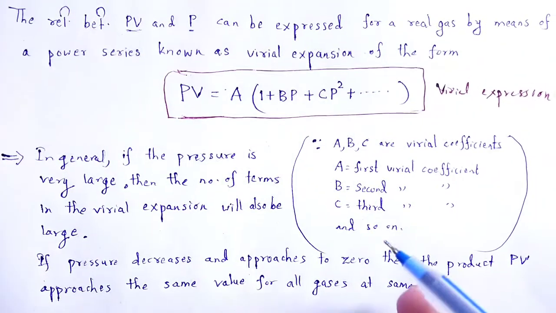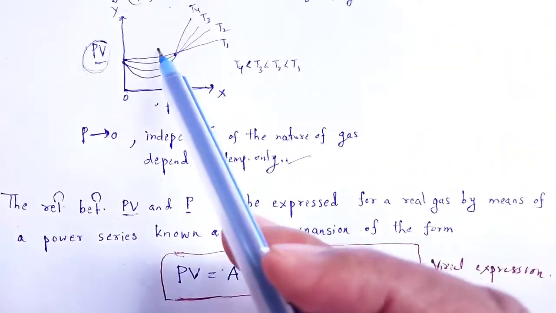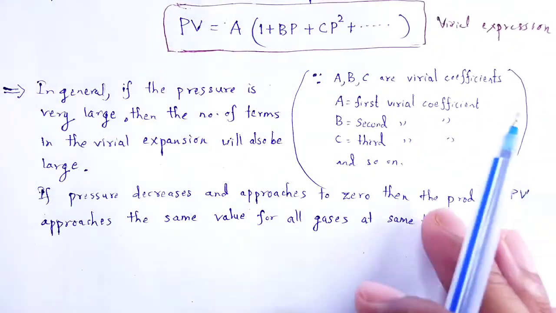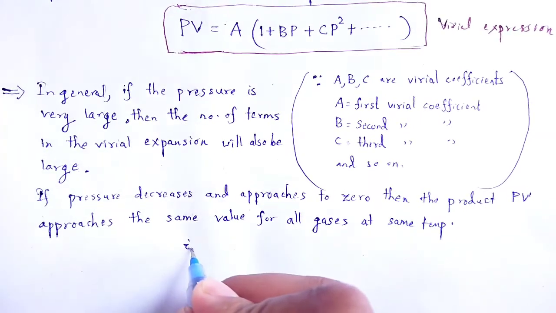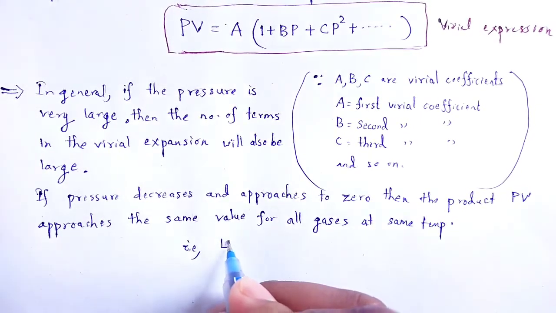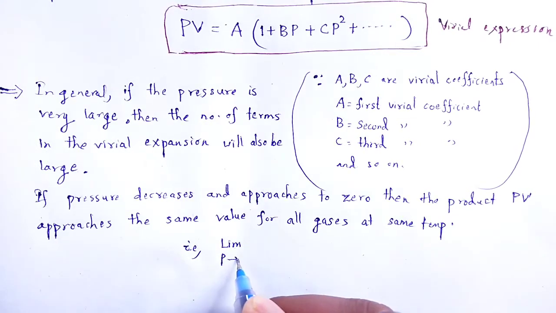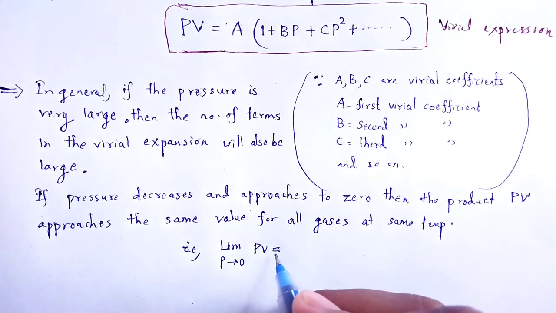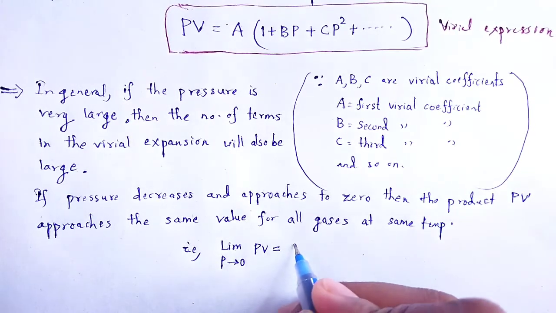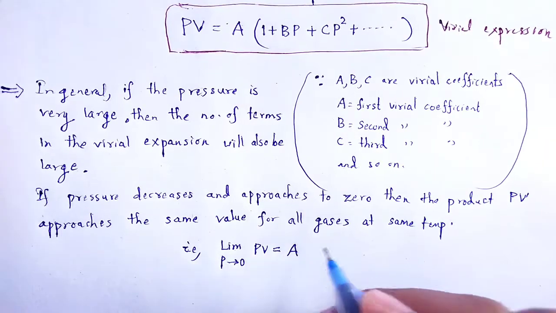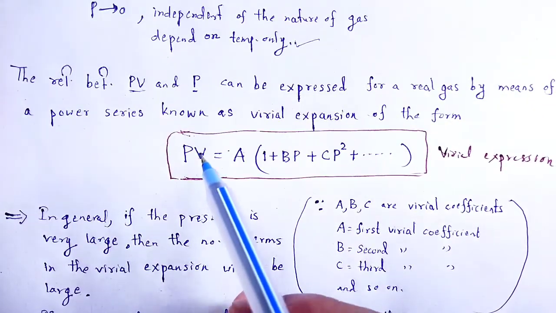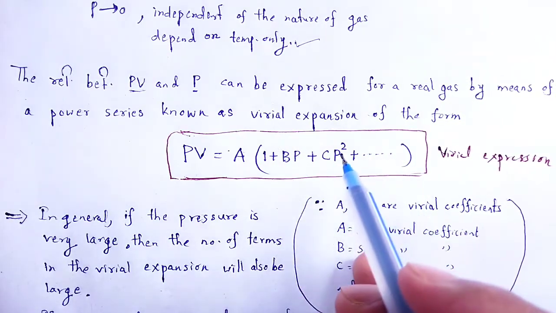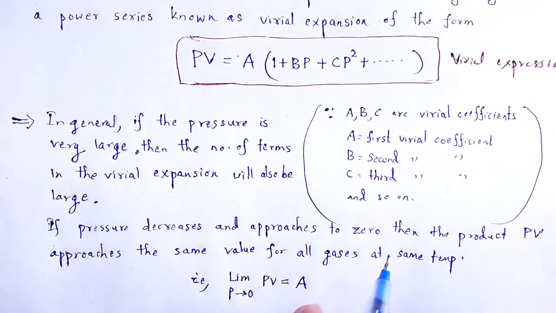As we take that point from this type of graph at the same temperature, it can be written like this: the limit where pressure tends to 0 of the product PV is equal to the first virial coefficient A. When PV takes the limiting value as P tends to 0, the limiting value of that virial expansion will be A.